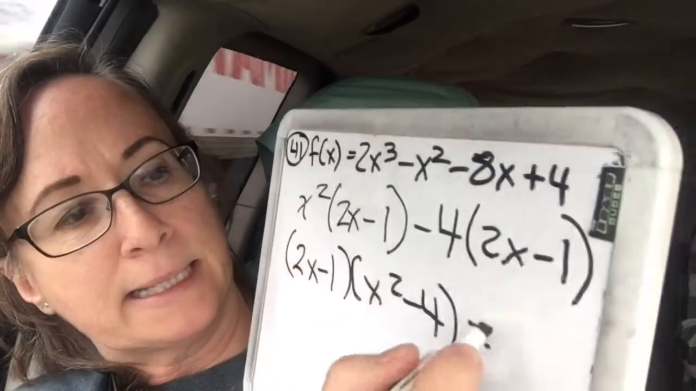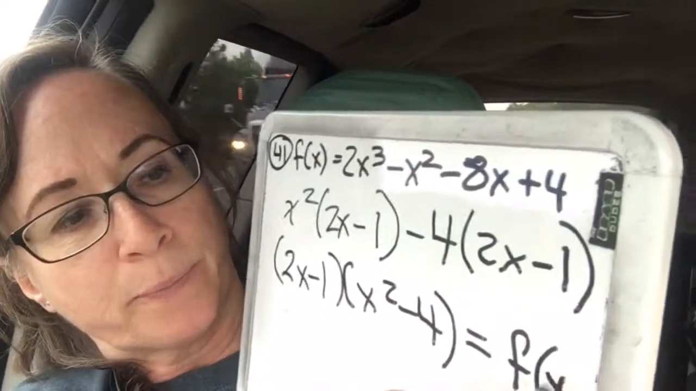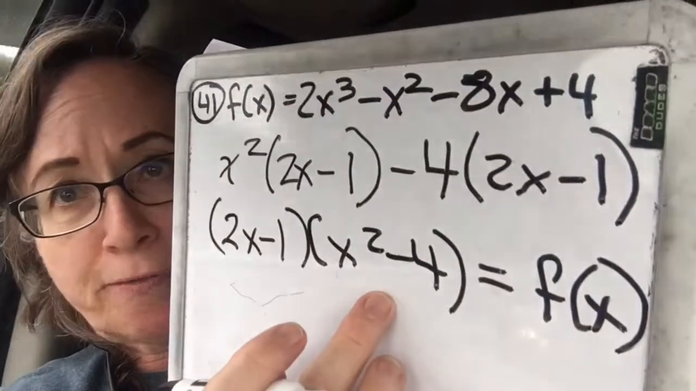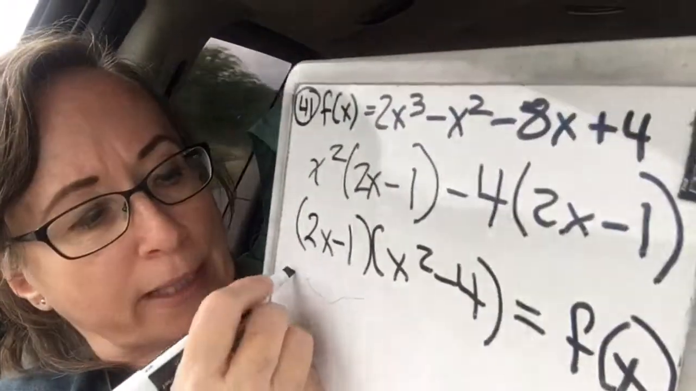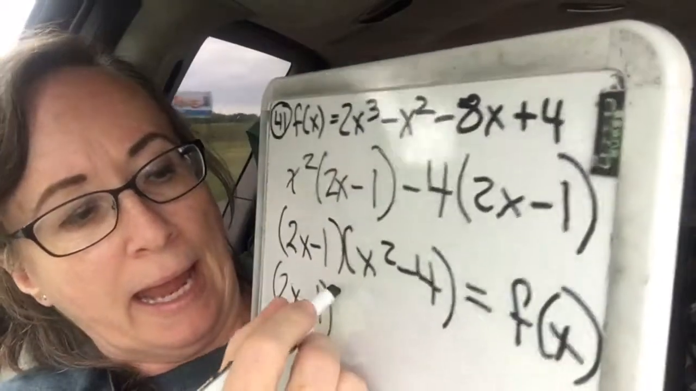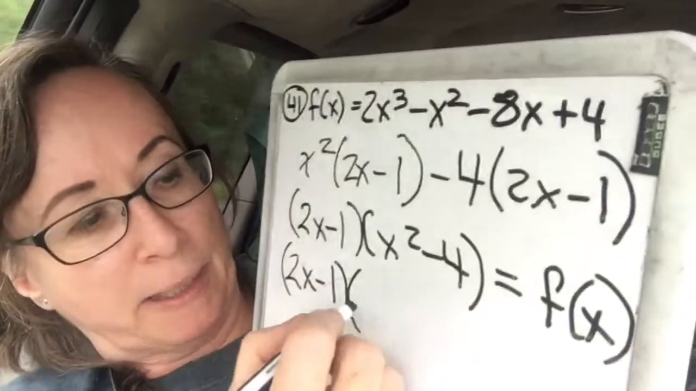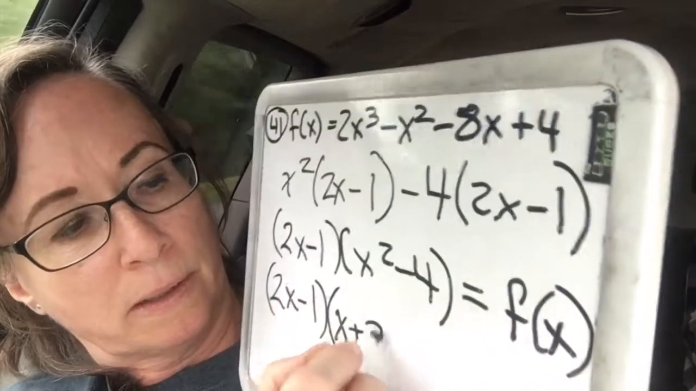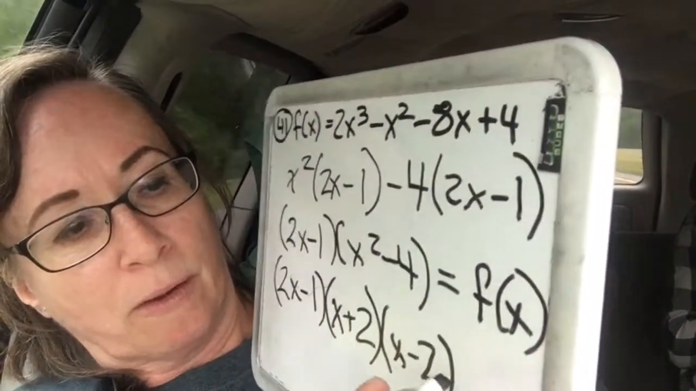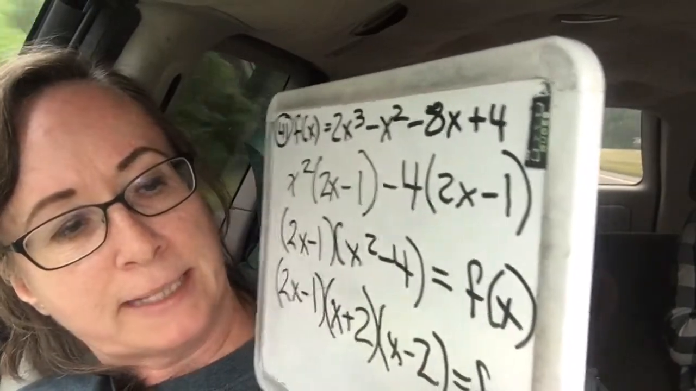So now this is equal to f of x, but remember, we're not quite done yet, because this one right here will factor again. So we're going to get 2x minus 1, and then for this one, it's going to be an x plus 2, x minus 2, which is going to be f of x.